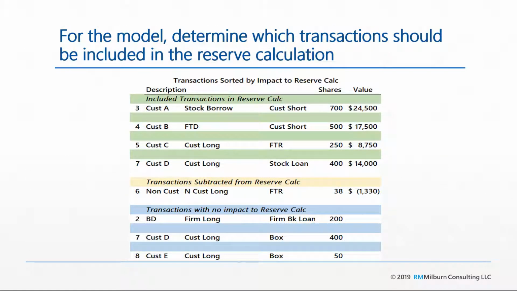Using the transactions from the daily blotter, we have sorted them depending upon their impact on the reserve calc. Items in green will be included in the reserve calc. The yellow item will be subtracted from the reserve calc. And finally, the items down at the bottom, 2, 7, and 8, the blue items, will have no impact on the reserve calc. Say, for example, the firm long versus the firm bank loan. Firm items aren't included in the reserve calculation. Customer long versus box, customer D and customer E, both of these are fully paid for securities. Therefore, there's going to be no impact because we have their shares ready for delivery if needed.